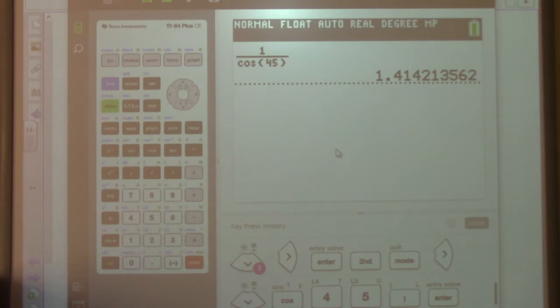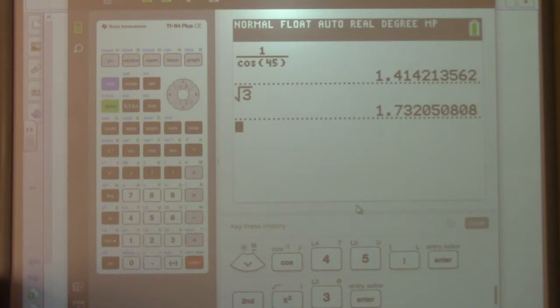Now, one thing I want you to be familiar with: sometimes you answer something and you ask, what is it really? Whenever I see 1.414, I know that that's square root of 2. Why do I know that? Because I memorized this over the ages, right? And I know that 1.73 is the square root of 3.